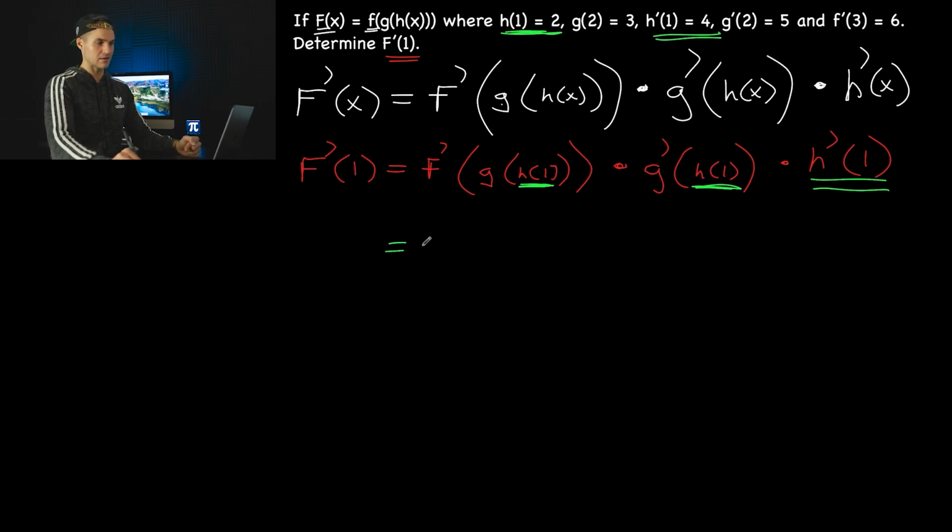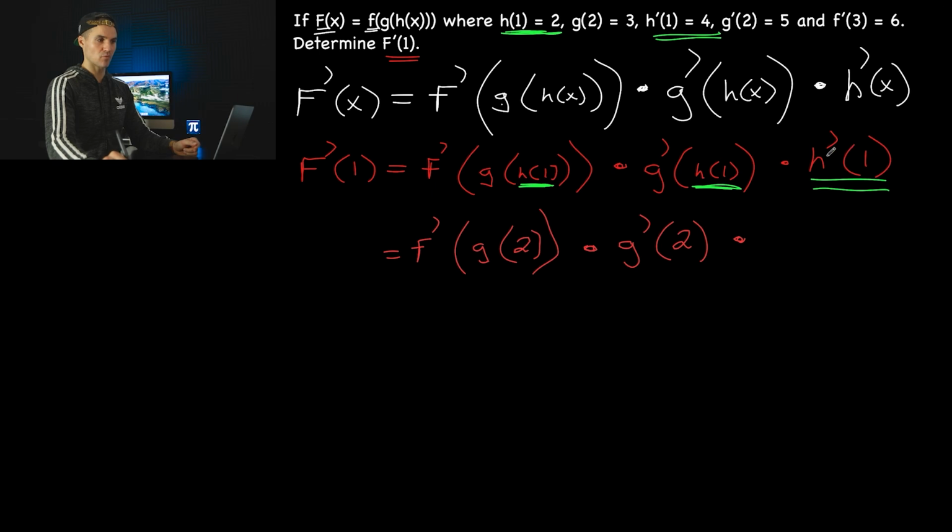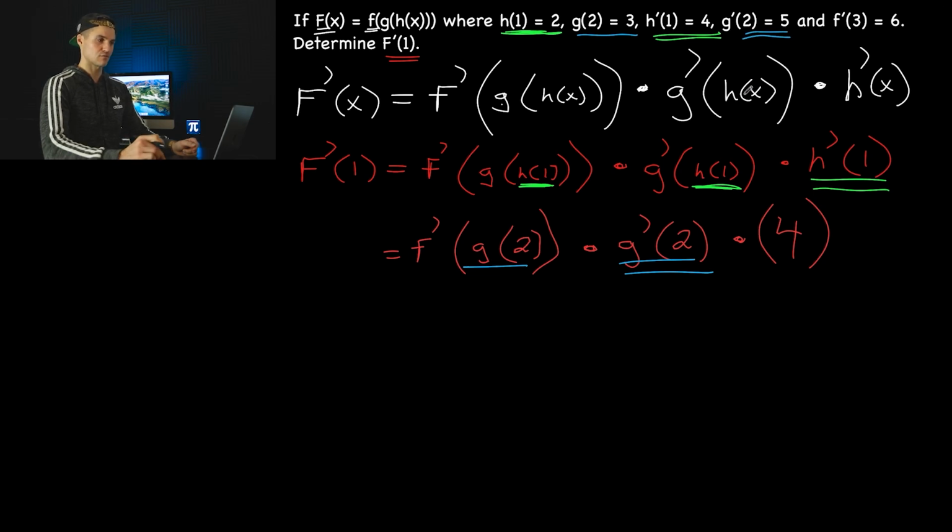Okay, so our next line here is going to be, actually, let's keep the same color. So it's going to be f prime g of, what's h of 1? 2. Like that. Times g prime of 2 times, what's h prime of 1? 4, like that. So that ends up just being a constant that we're going to multiply at the end. But here we have to keep finding these expressions. So notice that g of 2, that's given as 3. And then g prime of 2, that's given as 5.